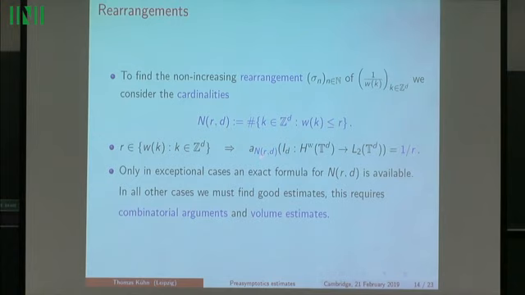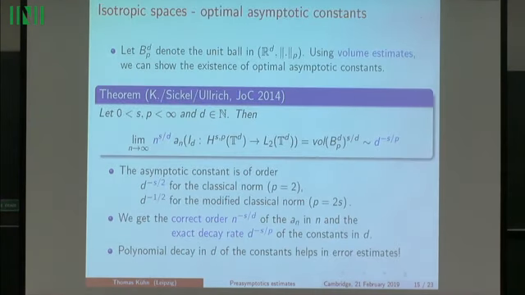So if you have this for sufficiently many r's tending to infinity, we have in principle full information on this a_n. But only in exceptional cases is an exact formula for this cardinality available. In all other cases, we are forced to look for good estimates, and this is done by combinatorial arguments and volume estimates, as usual. Okay, here are some results.